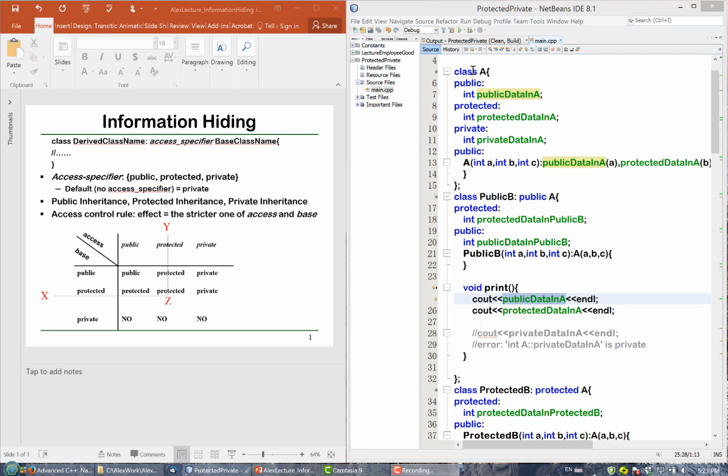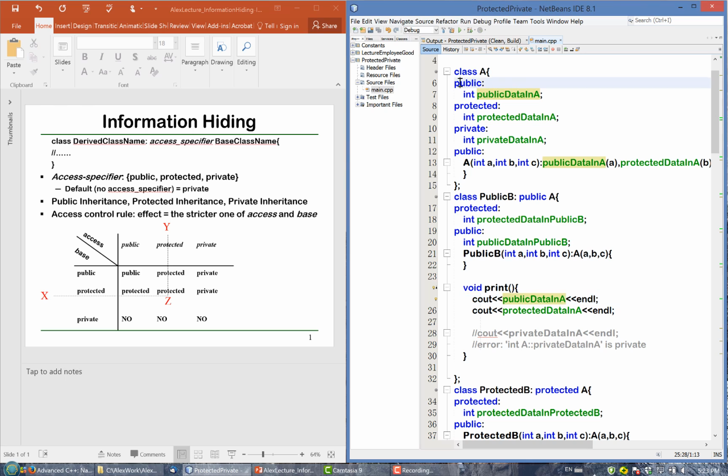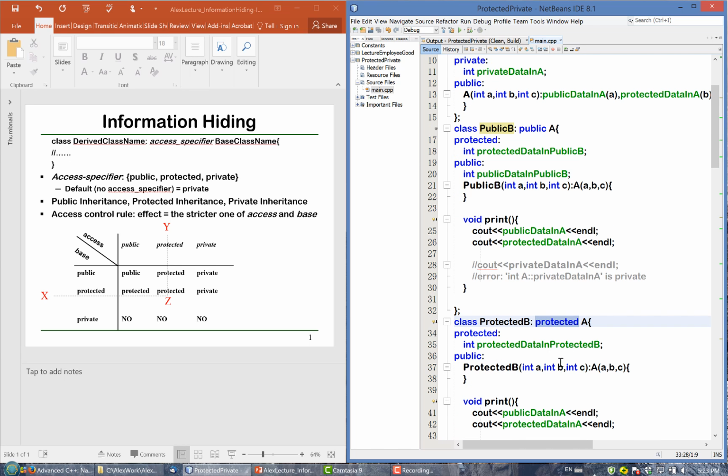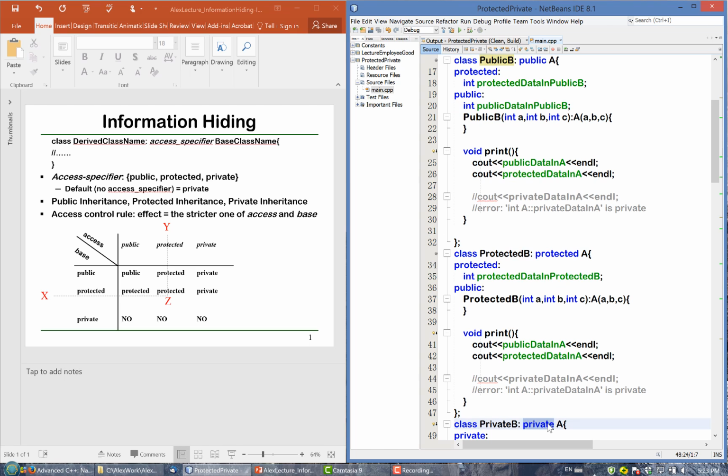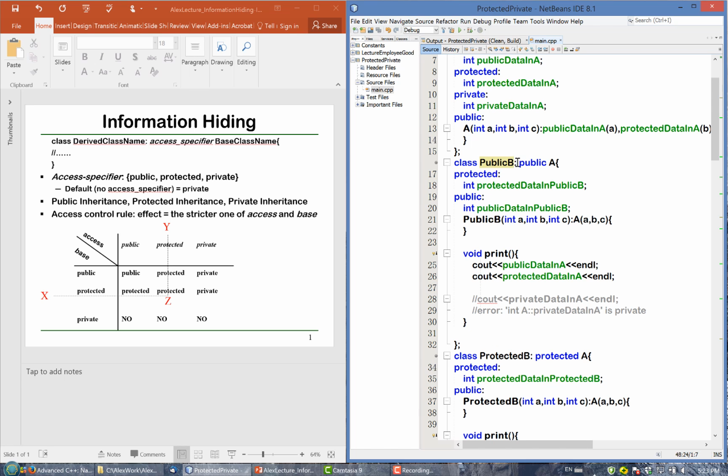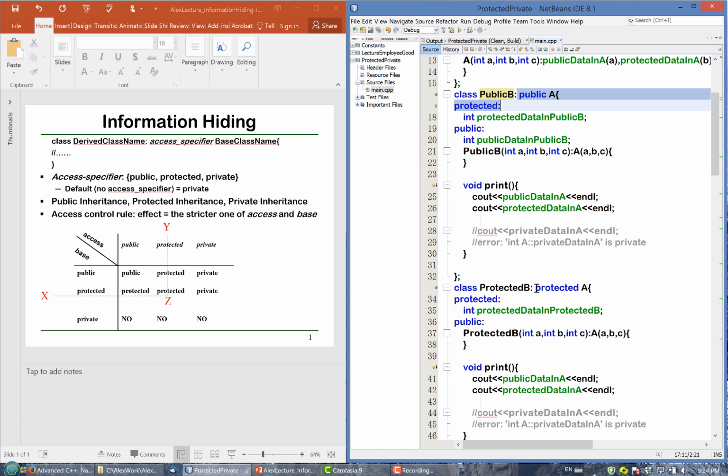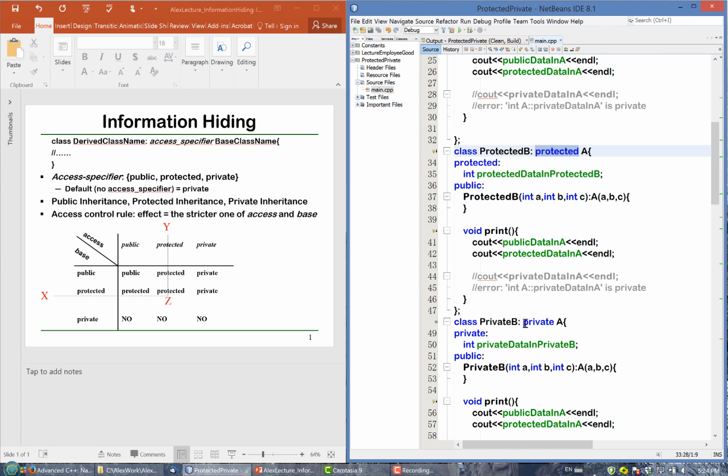We have learned that within a class, we can specify public, protected, or private for the encapsulation level of the data and functions between two classes that one inherits from the other. We can also specify public, protected, or private for the encapsulation level of the inheritance. So this leads to the three types of inheritance: public inheritance, protected inheritance, and private inheritance.